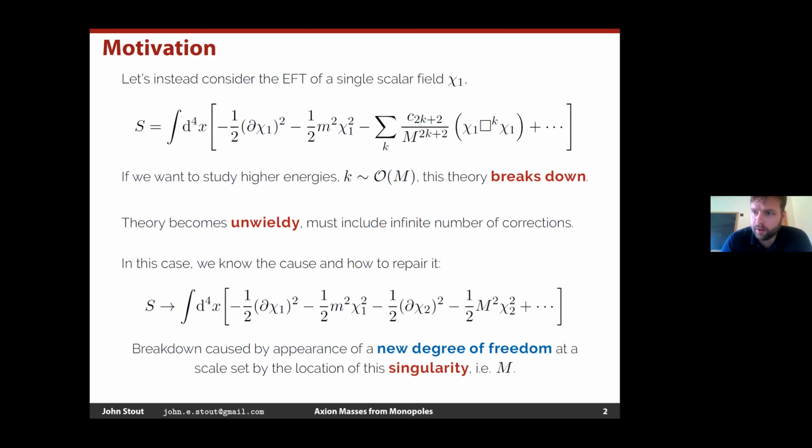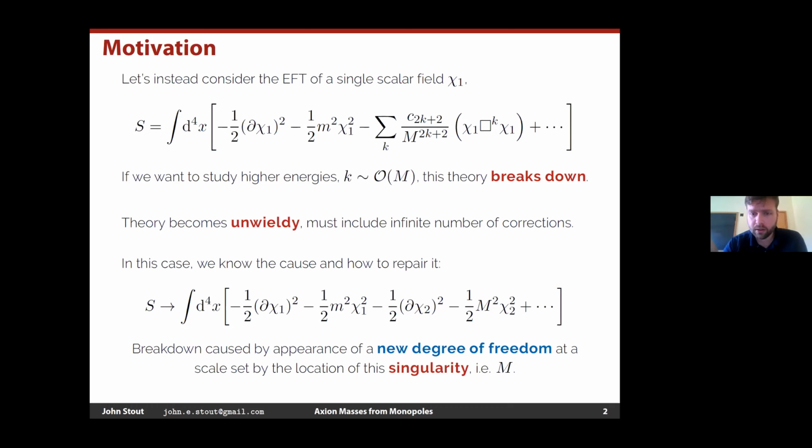This has a very natural analog in familiar examples. Let's say we have a single scalar field, call it chi1, and we write down an effective action. Generically, this effective action is going to have a bunch of higher derivative operators. Much like in our axionic case, if I start studying this theory at momenta roughly on the order of this scale m, which sets the natural suppression multiplying these higher derivative operators, we say that this theory breaks down. It becomes unwieldy because we have to include an infinite number of corrections in any calculation that we do, and unitarity becomes a tricky thing to figure out, to tell whether this theory is actually making nice physical predictions.